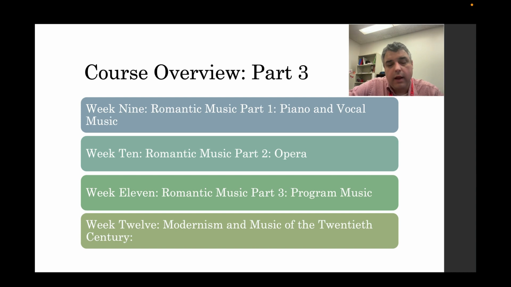After the classical period, we'll spend 3 weeks looking at the Romantic period. We'll spend a week looking at the piano and vocal music of the Romantics. We'll spend another week looking at opera, such as the operas of Wagner and Verdi. And then we'll look at programmatic music, music that tells a narrative or storyline. In week 12, we'll look at the Impressionist composers like Debussy, and we'll look at music of the 20th century, mainly the two main composers, Stravinsky and Schoenberg.